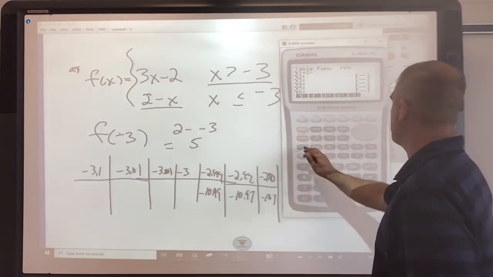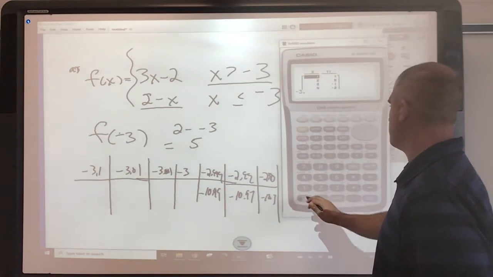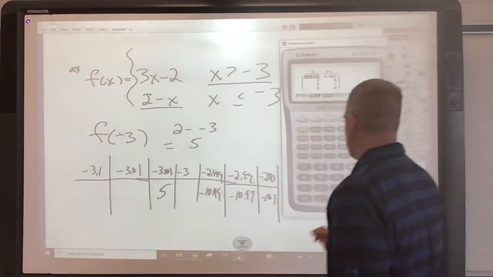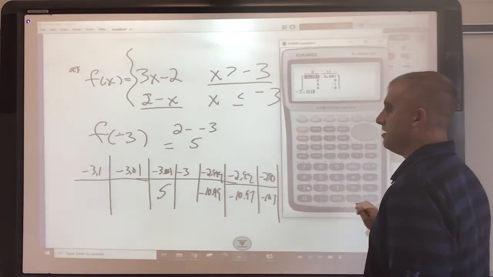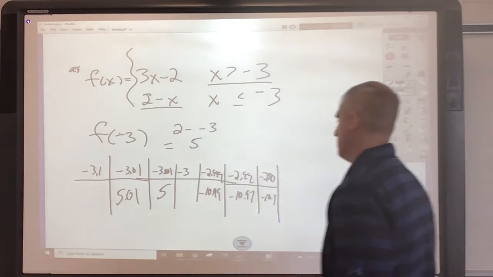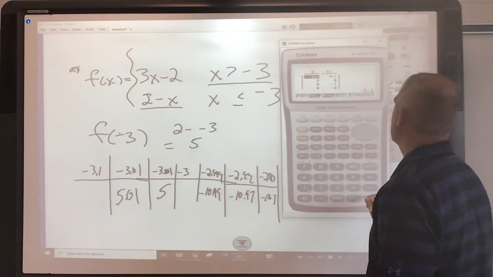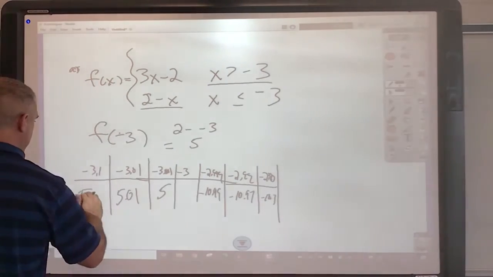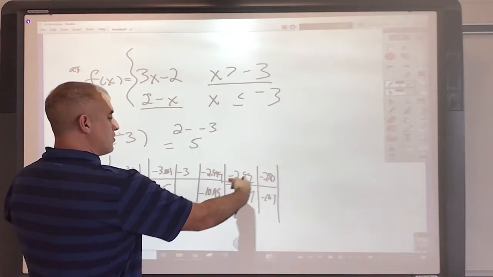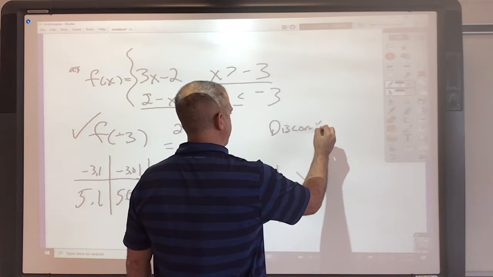This is 2 minus x. All right, so I got negative 3.001, which is 5. Negative 3.01, which is 5.01. And then negative 3.1 gives me 5.1. Now here's the problem. This was okay, but as you can see, they're approaching different numbers, so this is no good. So this is discontinuous, okay?